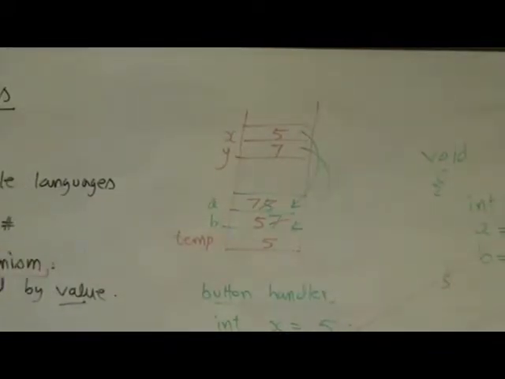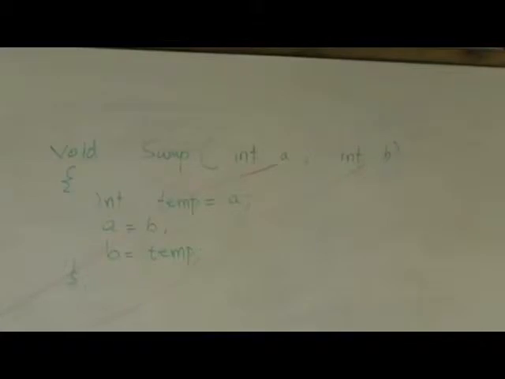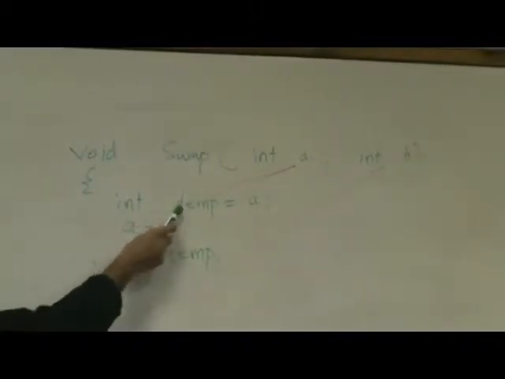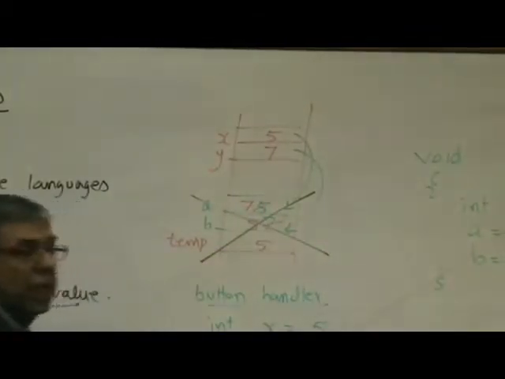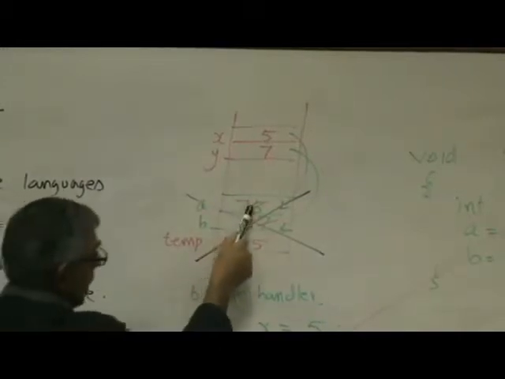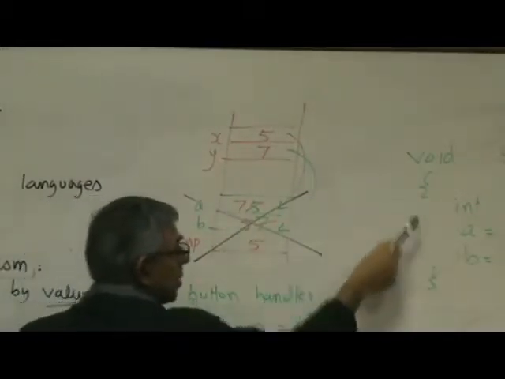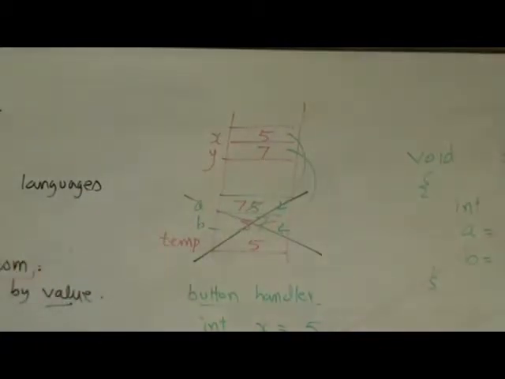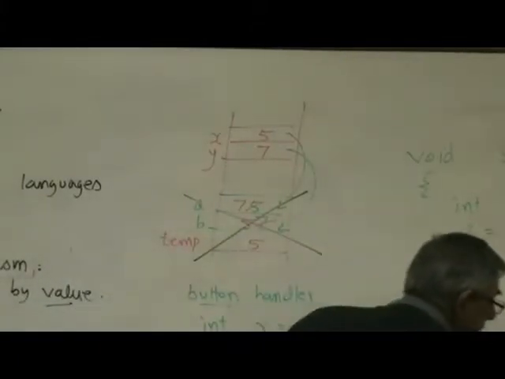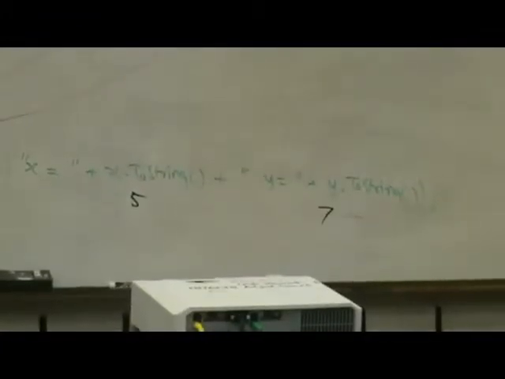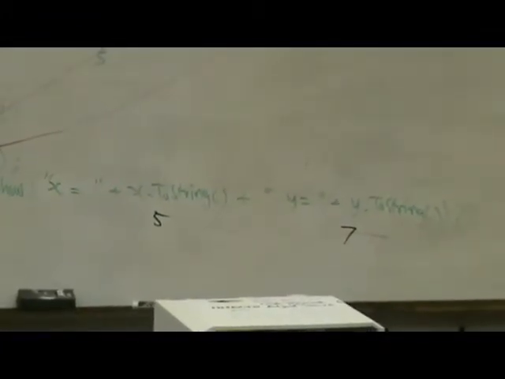As soon as the method is done, we lose the memory for whatever parameters we had allocated. The local variable was temp, A and B were the parameters, and all of this is destroyed. Even though we did exchange A and B to 7 and 5, as soon as the method ended, we lost this memory. So now if we go to the calling code, what will we find X and Y to be? Still 5 and 7.